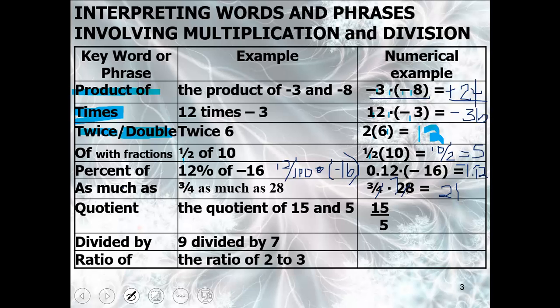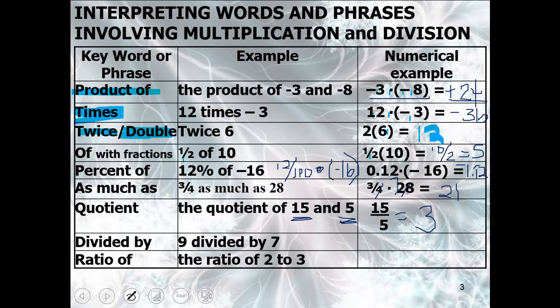Now quotient. We've learned this before. The quotient of 15 and 5 just says the first number goes in the numerator, the second number goes in the denominator. 15 divided by 5, and that equals 3. Why don't you try, hit the pause button, you try "divided by" and "ratio of," and come back and see if you got them right.